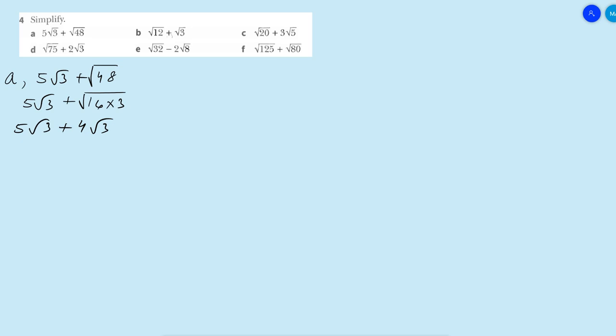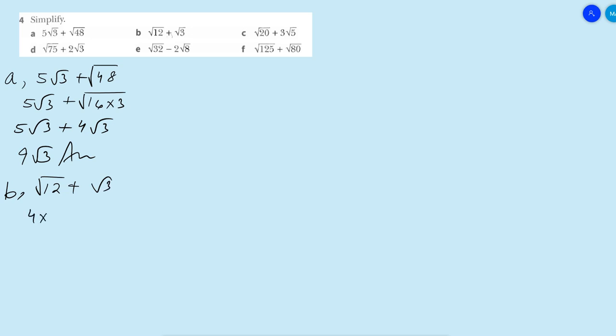So we have to add the outside values only. 5 plus 4 is 9. Answer is 9 root 3. This is part A. Come to part B: root 12 plus root 3.